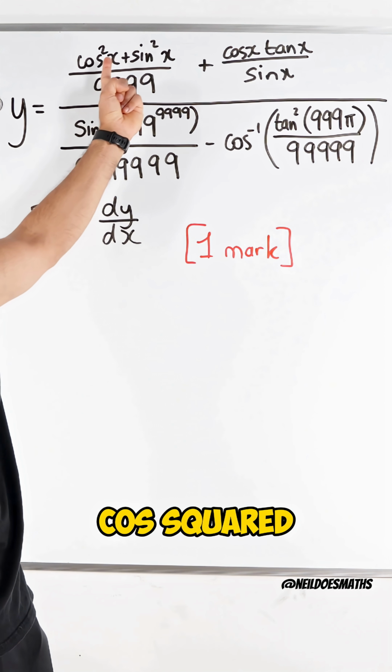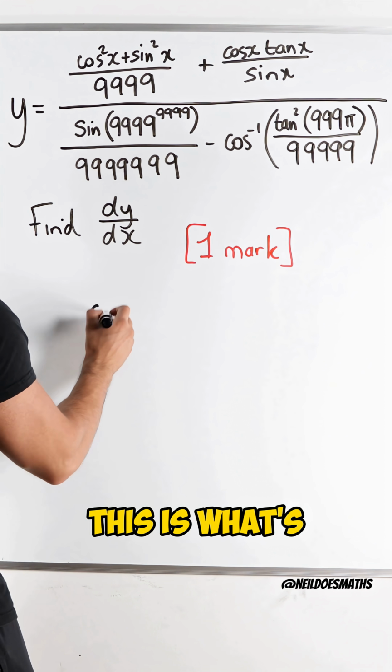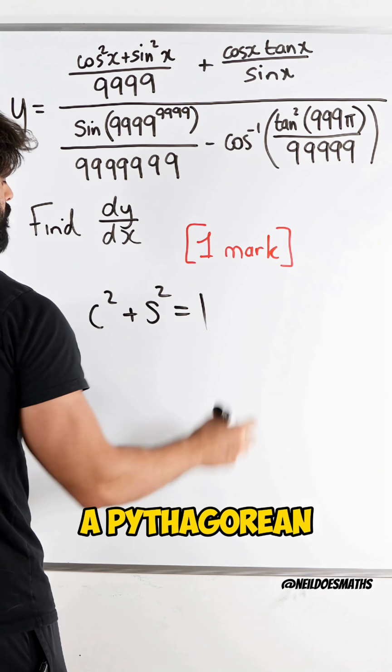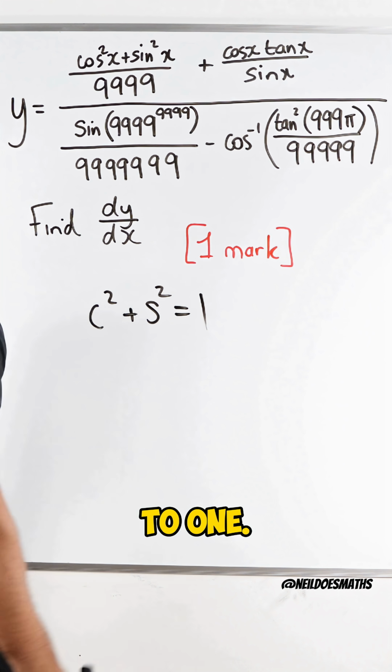Just take a look at this original function. Now, here I see cos squared plus sine squared. This is what's known as a Pythagorean identity. It just simplifies to 1.